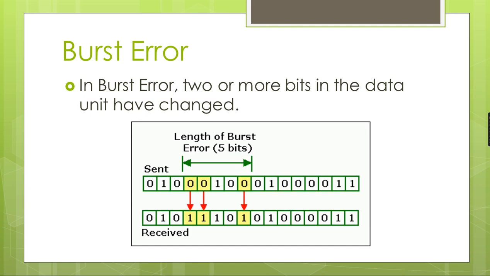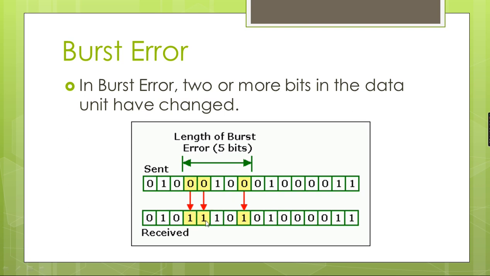Similarly, coming to burst error, it changes two or more bits in the data unit. So when two or more bits get changed, then we say burst error. Now you can see the example also. This is the sent data 0 1 0 0 0 1 0 0 0 1. Now you can see this yellow part, the sent bits were 0 0, but now they are changed to 1 1. Again this 0 is changed to 1 and the rest of the 0 1 remains the same.